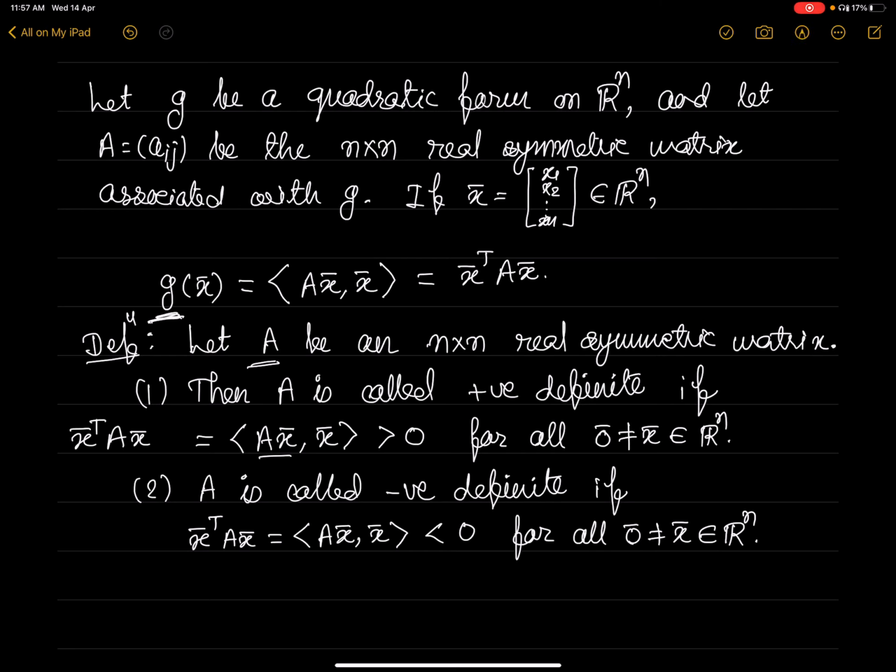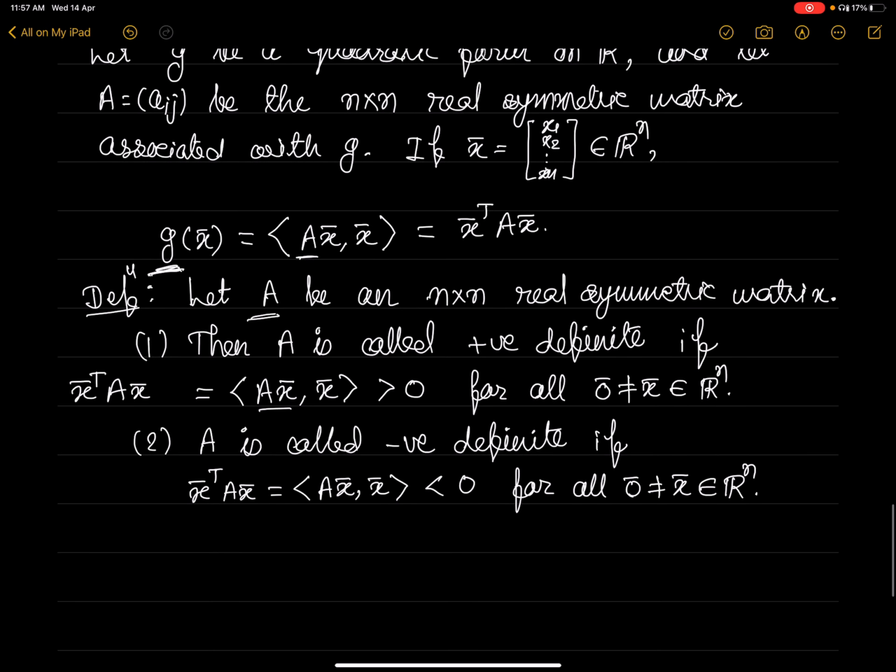Again, G is a quadratic form, so we may associate a unique real symmetric matrix A. So it is defined this way: G is called a positive definite quadratic form if G(x) is greater than 0 for all non-zero x. G is called negative definite if G(x) is less than 0 for all non-zero x.